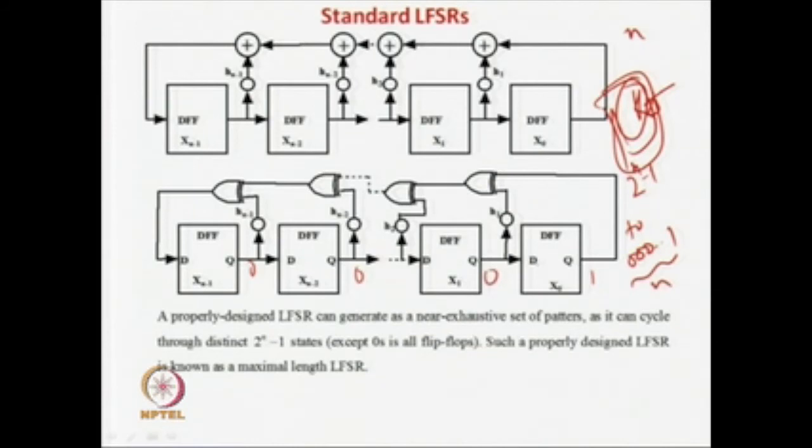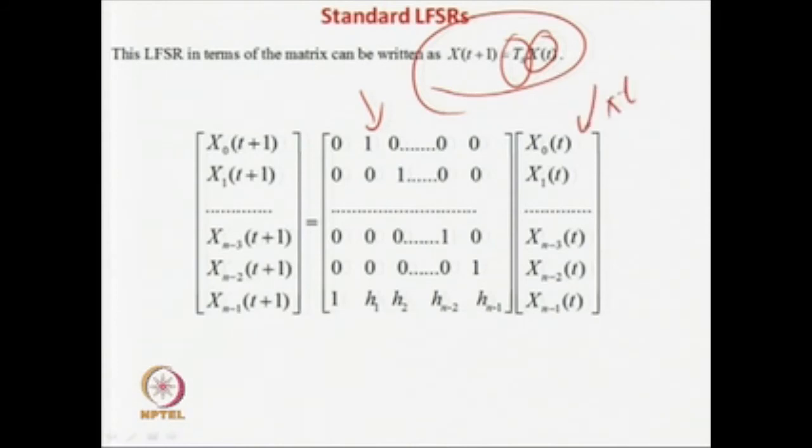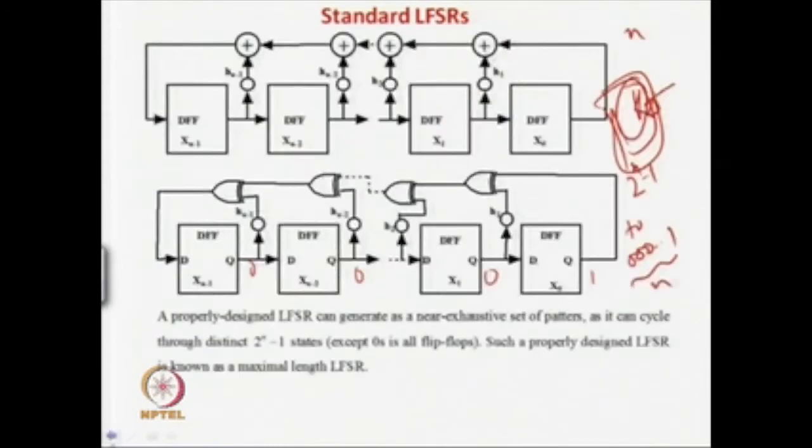Now this whole thing can be represented by a matrix. So it is always generated by a matrix. So you generate in a matrix what we call x t plus 1. The value of the register at time t plus 1 is dependent on the present value of the matrix, this matrix, and the present input value. So x t plus 1 is equal to Ts into x t. This is your x of t, that is the present value, and this is your next value for all the flip flops. And this is the characteristic matrix called Ts. So we will see how it can be generated.